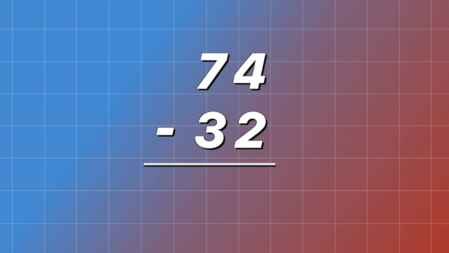Proceeding with the subtraction, let's start by subtracting the units digits. 4 minus 2 equals 2. This result is noted below the horizontal line, in the units column.